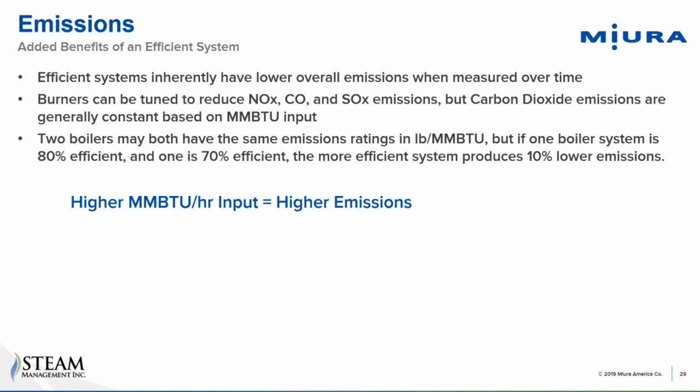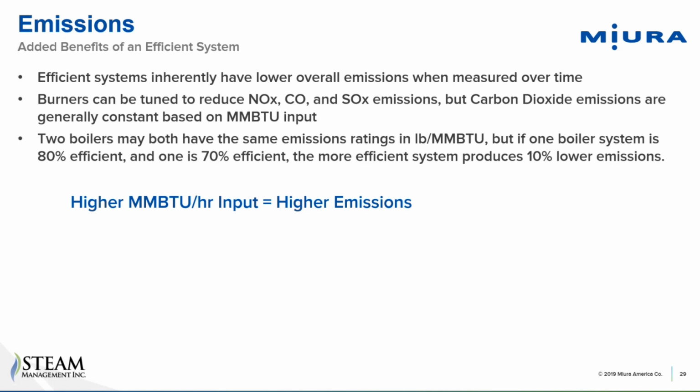But if you have two boilers that have the same emissions ratings in pounds per million BTU, or in ppm, and one boiler is operating at 80% efficient and the other is operating at 70% efficient in terms of in-service efficiency, the more efficient system is going to produce 10% lower emissions because you burnt 10% lower fuel. So it's kind of intuitive, but it's important to remember.